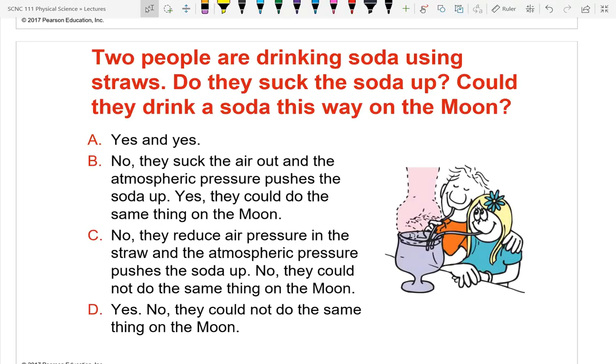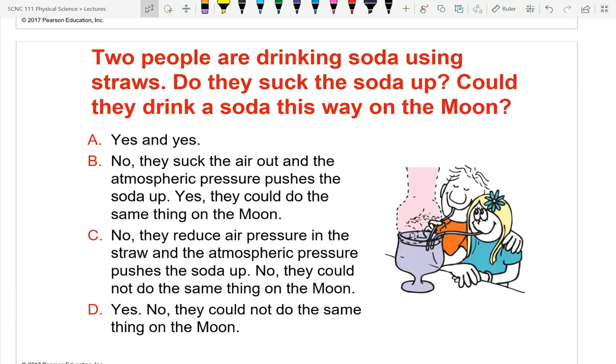Well, it has to do with pressure. Pressure is force over area. And pressure can never be negative. It's always positive. You can get down to zero pressure, which we call a vacuum. So normally you have atmospheric pressure. Atmospheric pressure is on everything here. When you're drinking through a straw, what do you do?